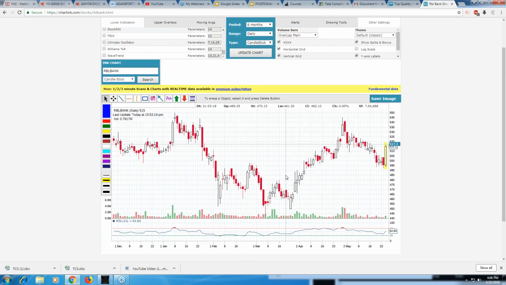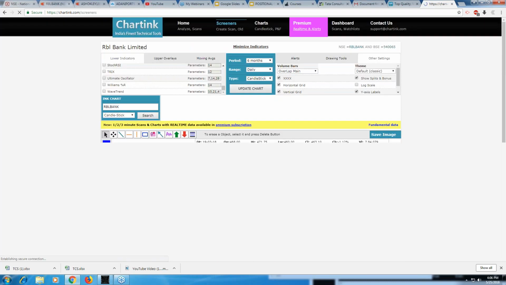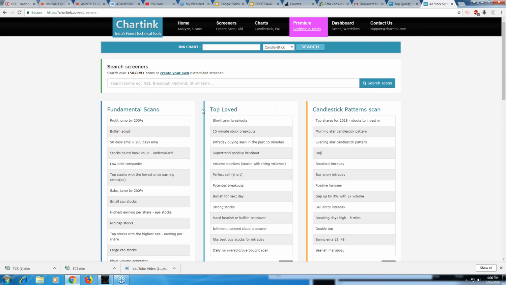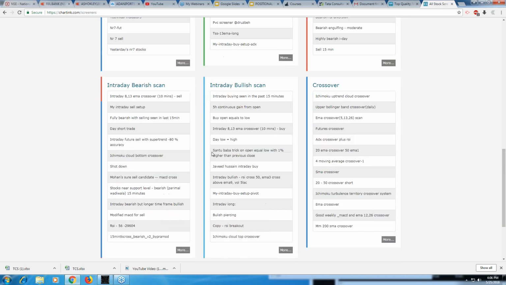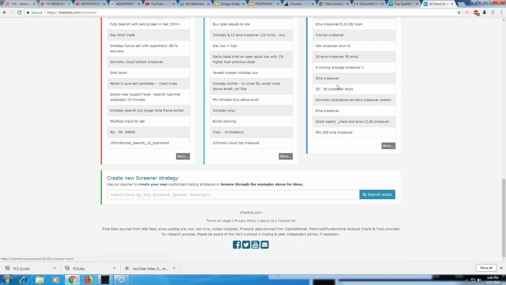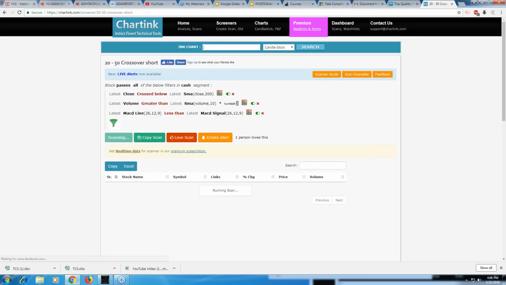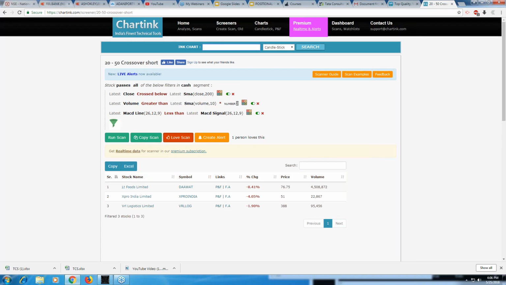Charting is a very good website. It allows you to make these scanners, and I really enjoy them. I enjoy these scanners. Like 20 50 crossover short. So these are the stocks which have had a 20-50 crossover. So anyway, this is what you can explore further.